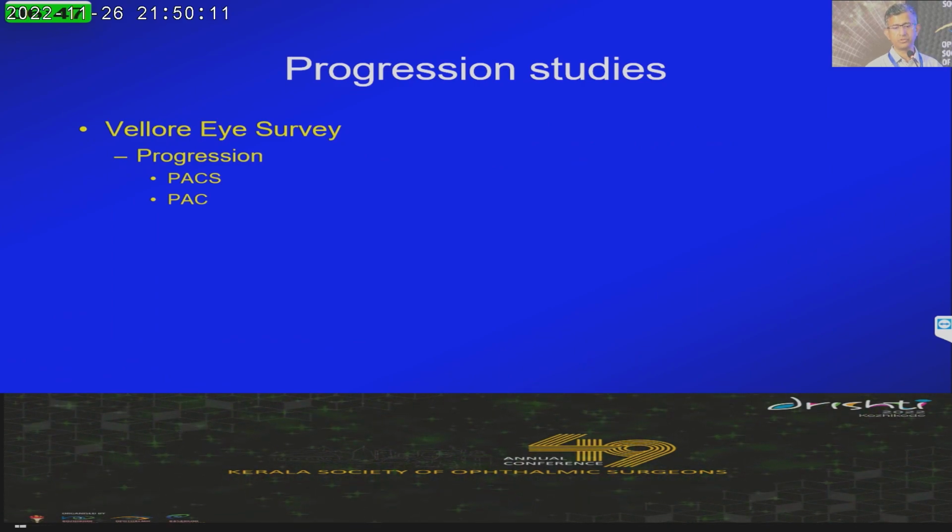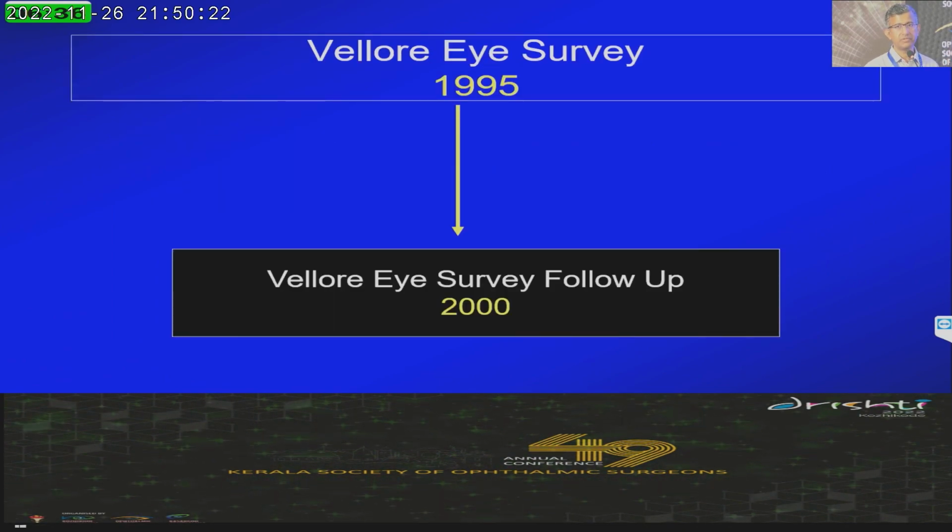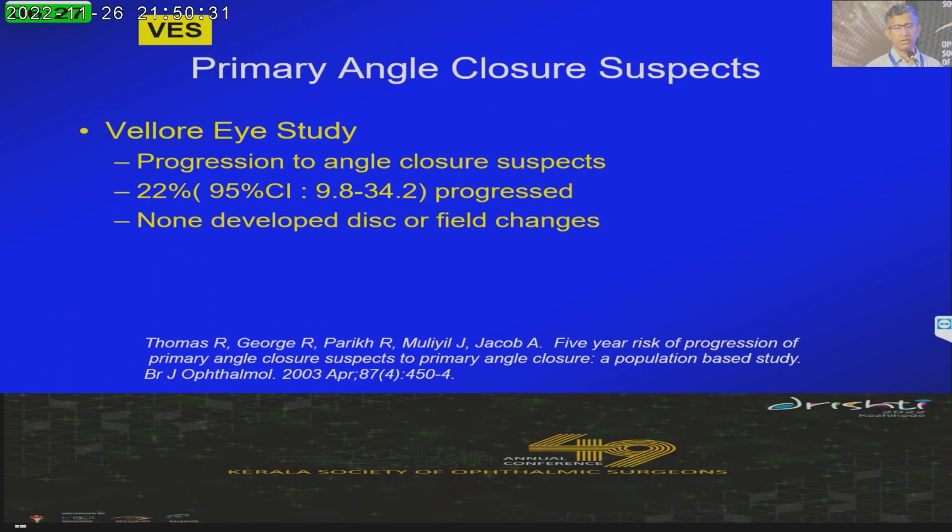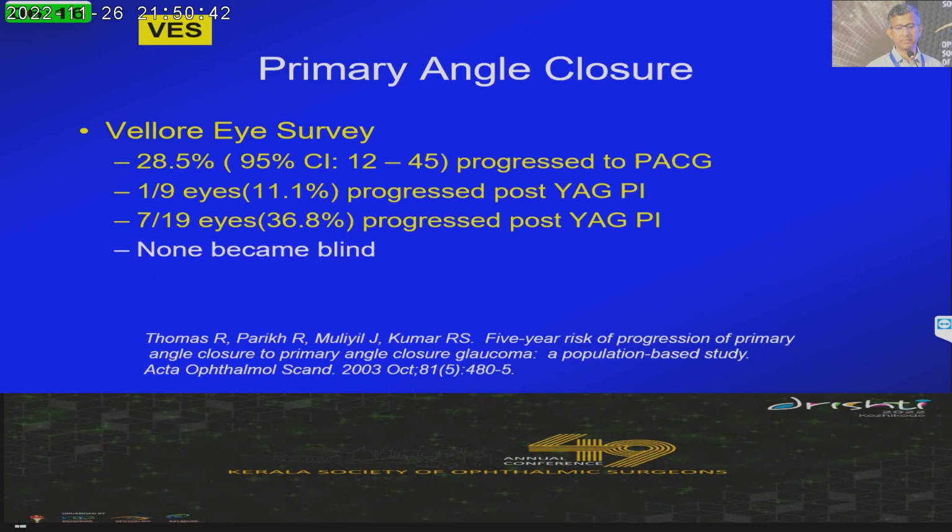What about progression? You have 2 progression studies. You have the Velo Eye survey, which looked at what happened to PACS without treatment and PAC with treatment over time. So the Velo Eye survey was first done in 1995. In 2000, the 5-year follow-up was done. So you called back all the patients that you had with PACS and you saw what happened to them. And what happened is that 22%, 1 in 5 patients with PACS over 5 years, progressed to the next stage of disease. That is, they developed synechiae or they had high pressure, but none developed disc or field changes.